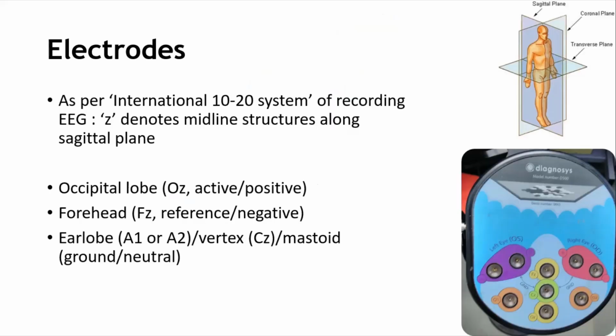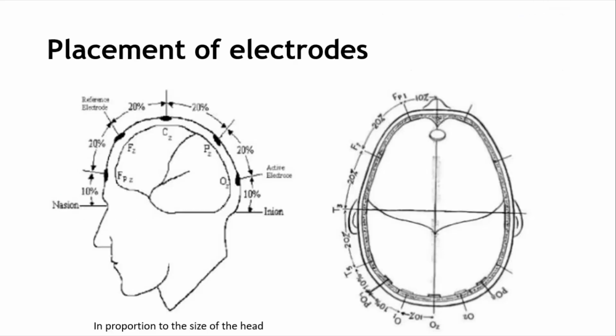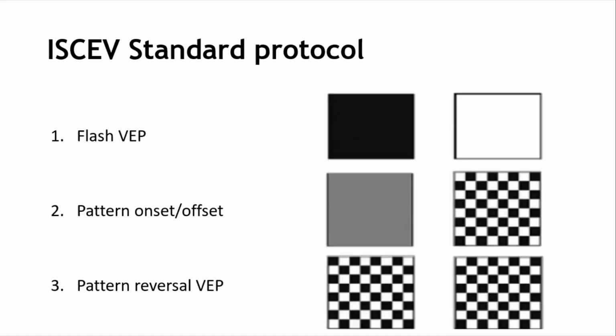So we place the active electrodes at the occipital lobe area near the skull, and the reference electrode at the forehead, and the ground electrode is placed at the mastoid area. So these are the electrodes used. So we have three types of VEP.